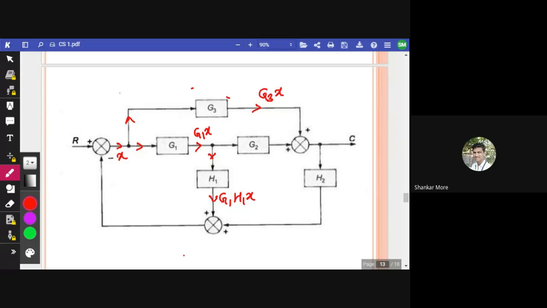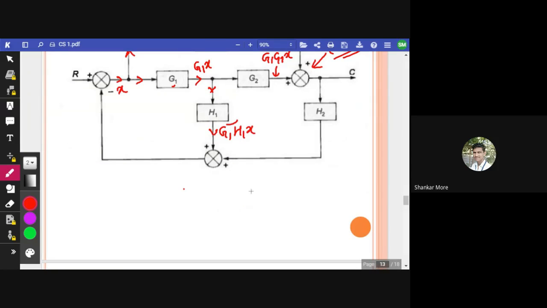सब लोग सब समझ रहे हो ना कि कैसे कैसे हो रहा है? ओके, सो G1 into X यहाँ पे था, तो यहाँ पे क्या बनेगा? It will be G1 into G2 into X. ओके, तो मैं पहले यहाँ पे लिख ले रहा हूँ सिर्फ. Now what will be here? See, G1 into G2 into X plus G3 into X. That will be G1 into G2 plus G3 into X, which is nothing but our output, isn't it? So मैं यहाँ पे लिख देता हूँ simply C is equals to G1 into G2 plus G3, sorry, multiplied by X.